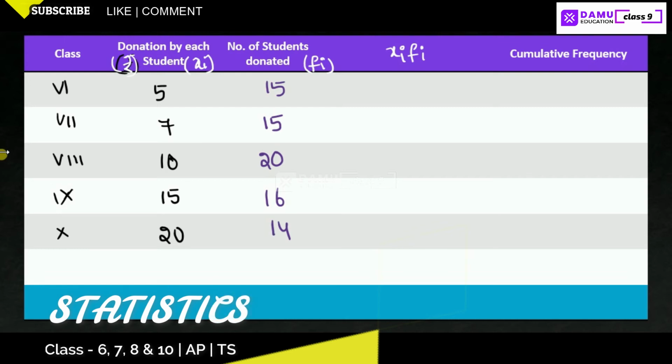So if you multiply all this, what will you get? 15 fives are 75. Then this also.